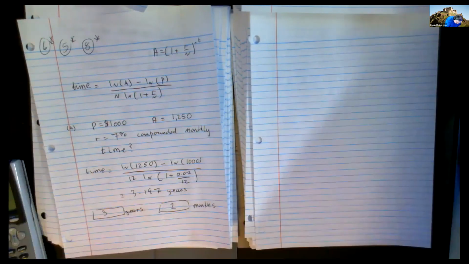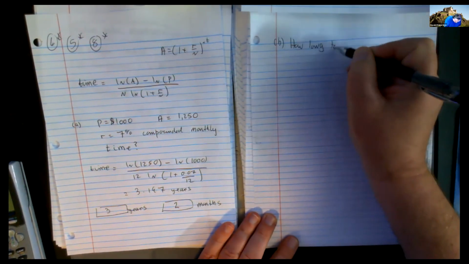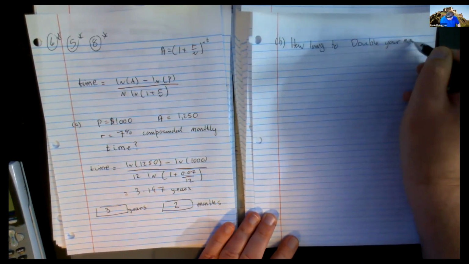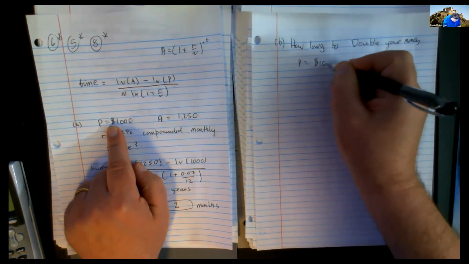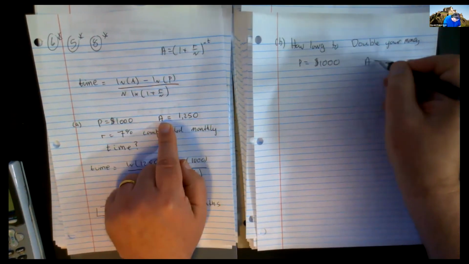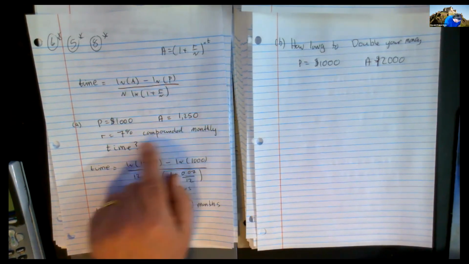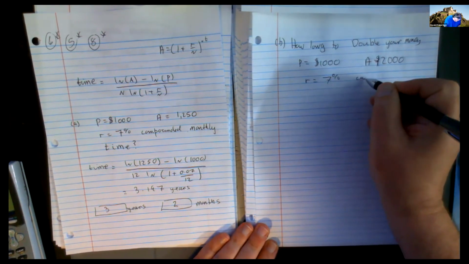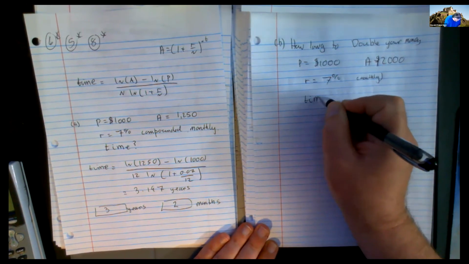In question B, the question's kind of vague. How long to double your money? Right. You still start with 1,000. But they didn't tell you that. But doubling your money means it turned into 2,000, right? And the interest rate is still 7% monthly. And we are still going to find how long it takes.